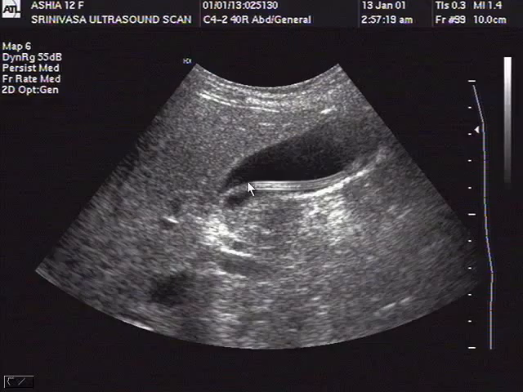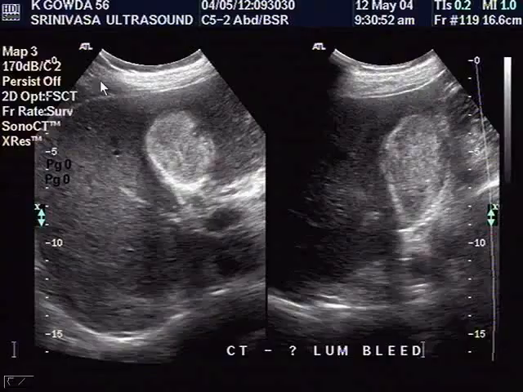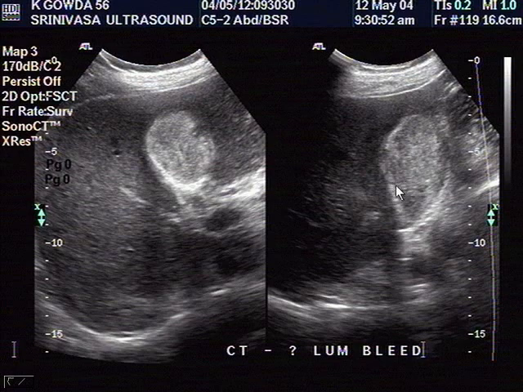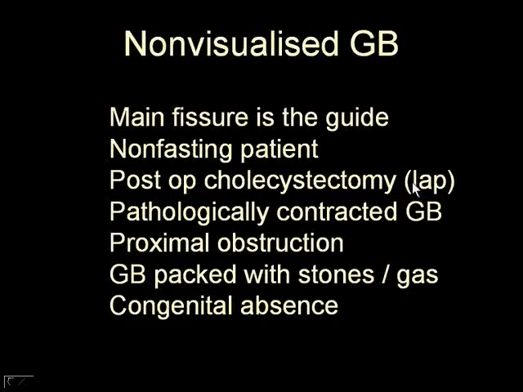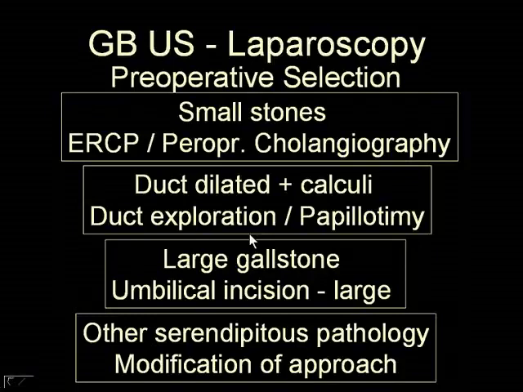This, of course, is an adult ascaris in the gallbladder. When you see very, very echogenic contents uniformly flooding the gallbladder like this, that could be blood in the gallbladder. Luminal bleed, non-visualized gallbladder, we just did this in the other presentation.